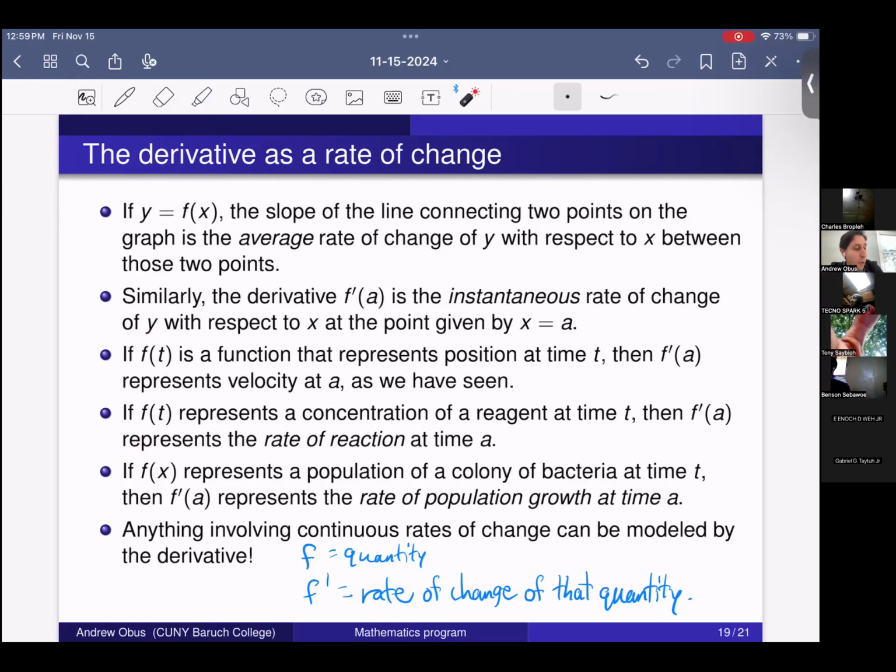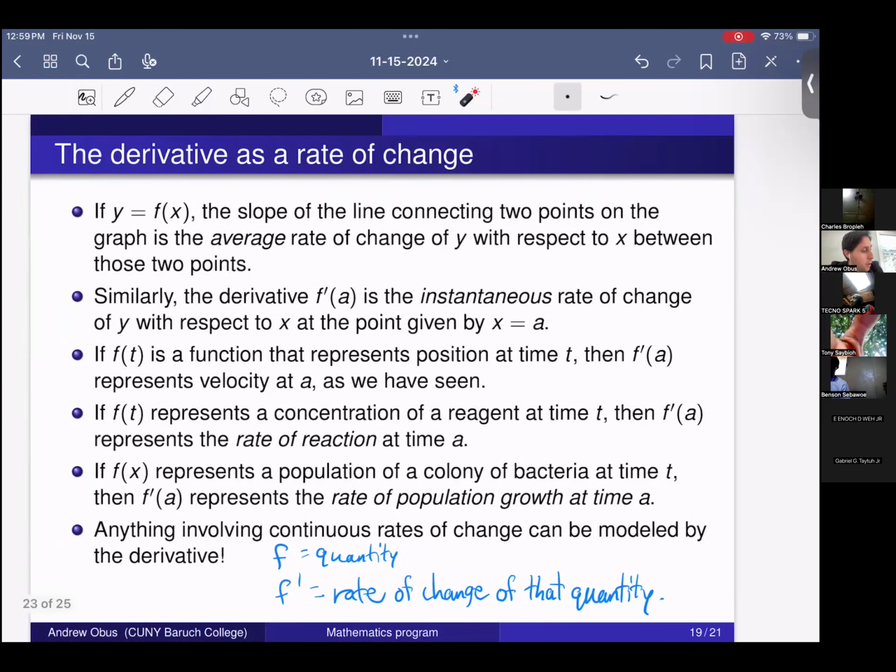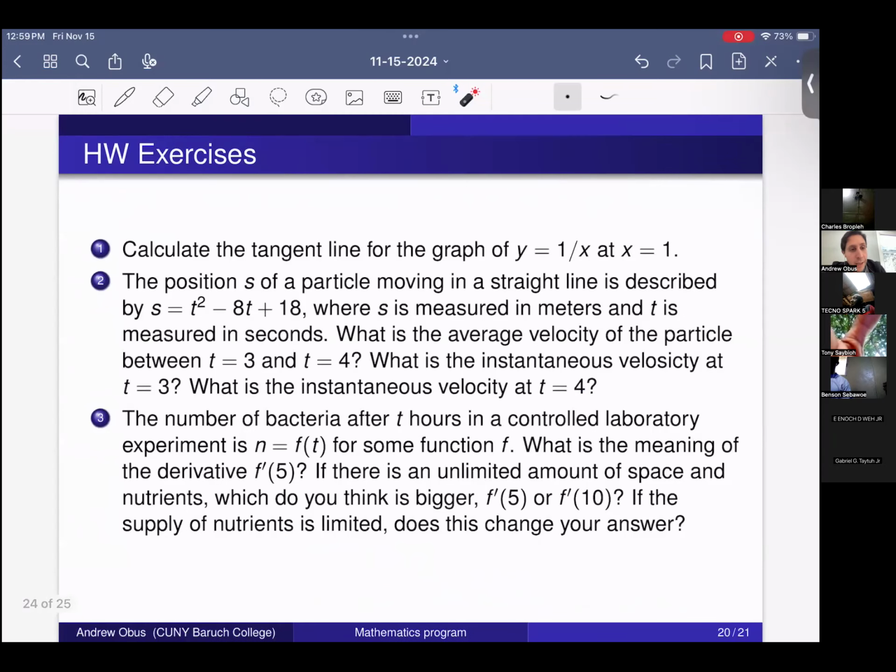Okay, and we'll talk a little bit more about that next time. All right, so homework exercises. First one is calculate the tangent line for the graph of y equals 1 over x at x equals 1. That's going to be just like these tangent line questions.